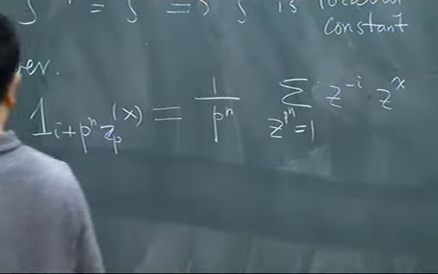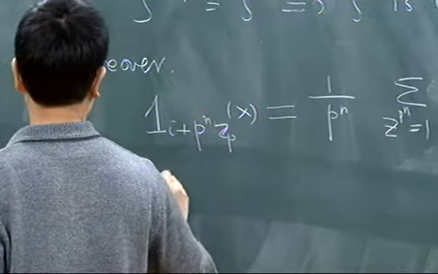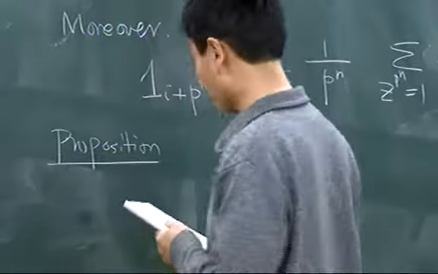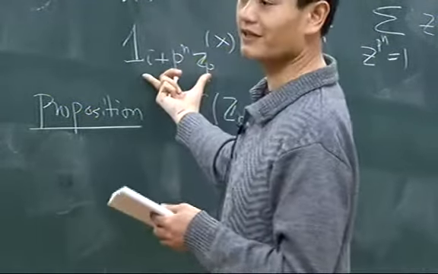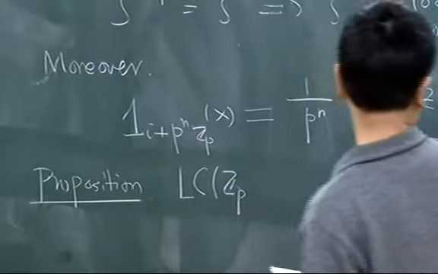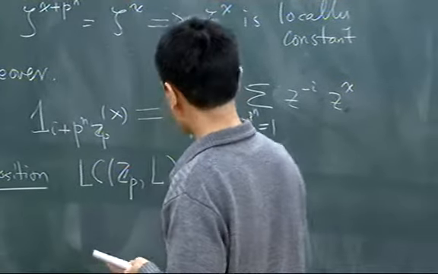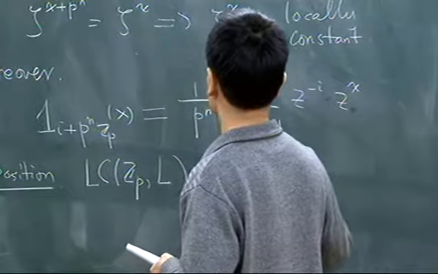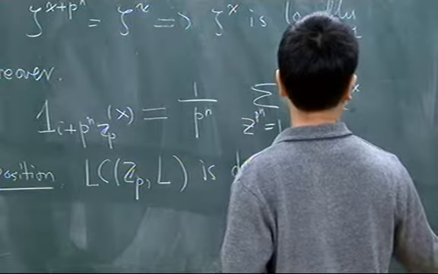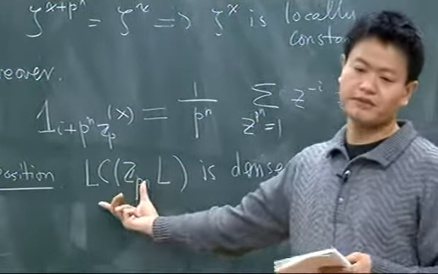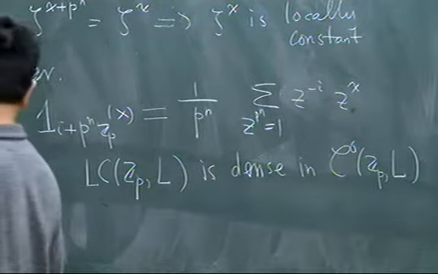Okay, so now we can have one proposition, the first proposition we want to have. We let this L be the space of locally constant functions. It's generated by this zeta to the x, right? But we don't need this yet. But we first need this instance in C^0(Z_p, L). Certainly this is not complete, but this is dense here. And this proof is easy.